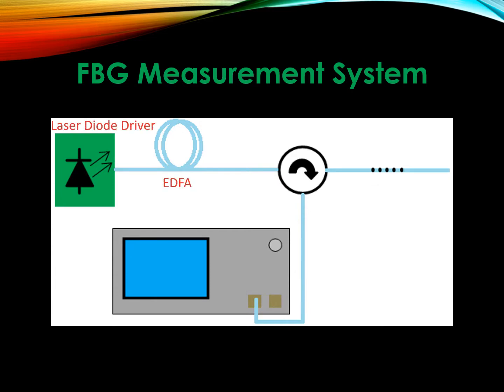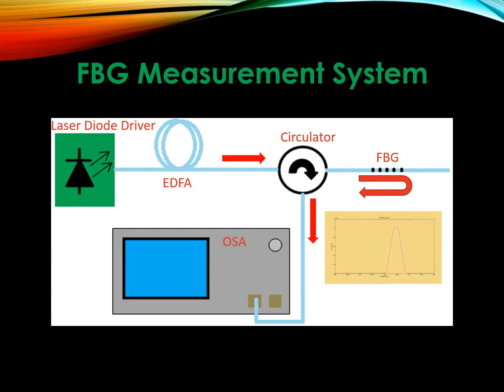The laser diode driver and the EDFA will output a broadband light. Some light will be reflected from the FBG. Then the circulator will direct the reflected light to the optical spectrum analyzer for measurement.